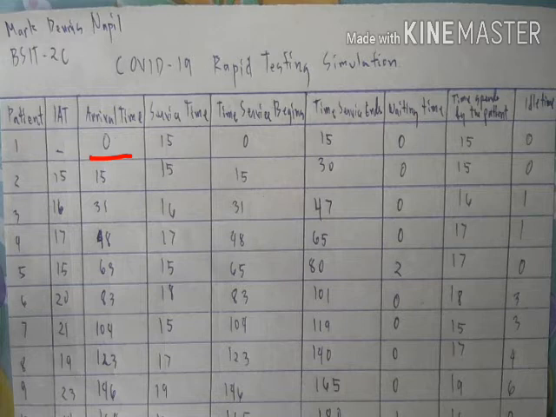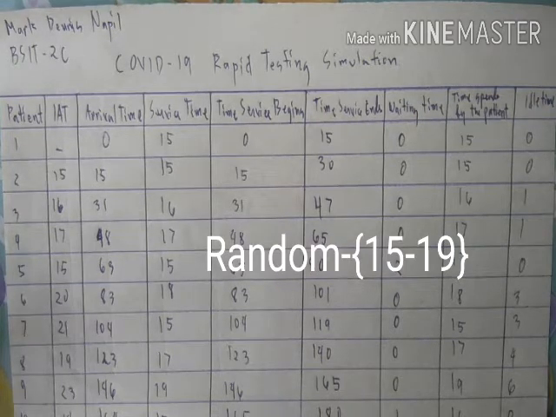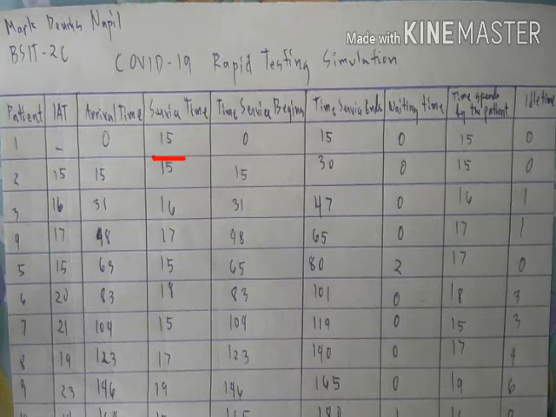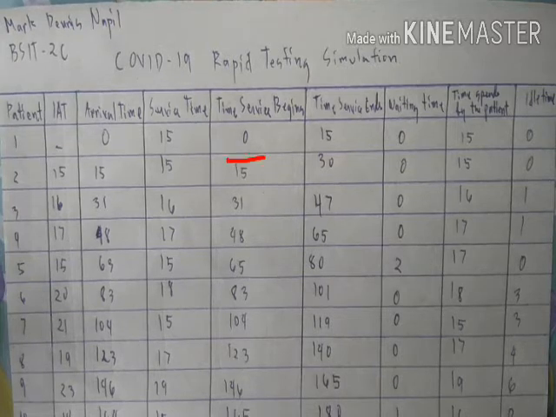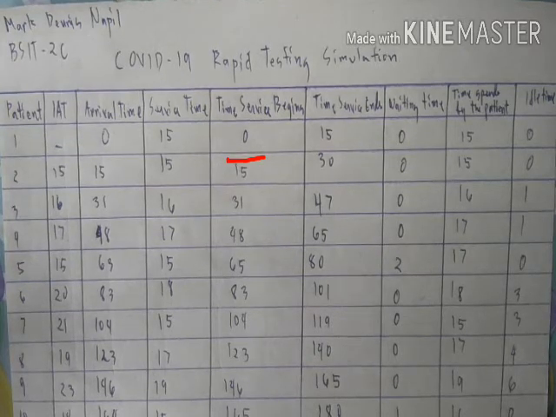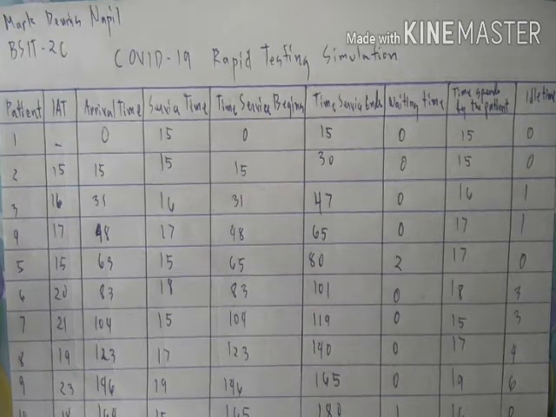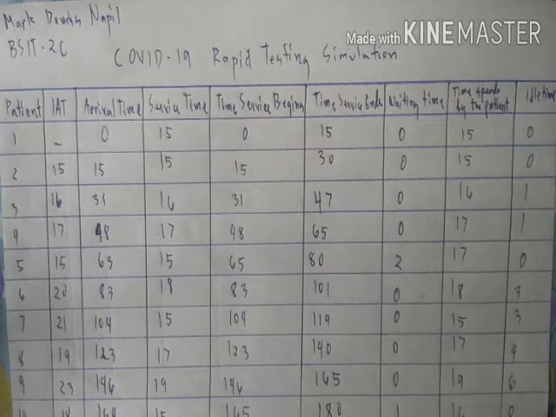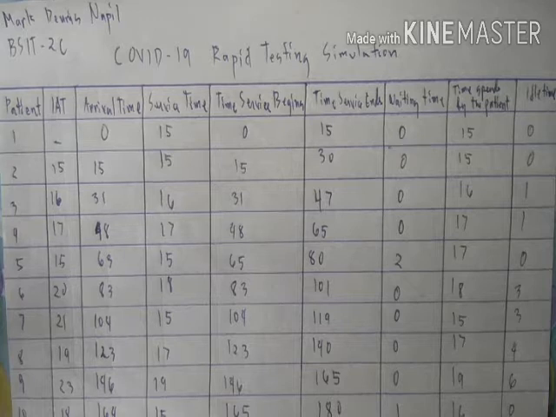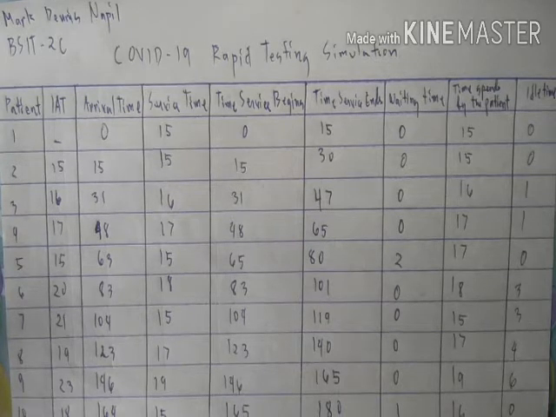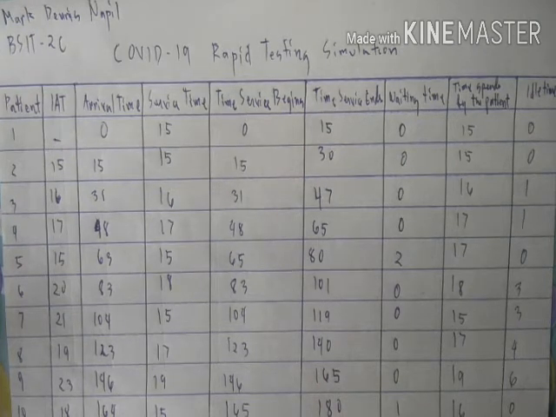So for the service time, we selected randomly with a parameter of 15 to 19, and we selected 15. Since the arrival time is 0, the time service begins is 0 also. The time service ends is 15, since the service time is 15. The waiting time is 0 since he is the first patient and did not need to wait. So the time spent by the patient is 15. And the idle time is 0.